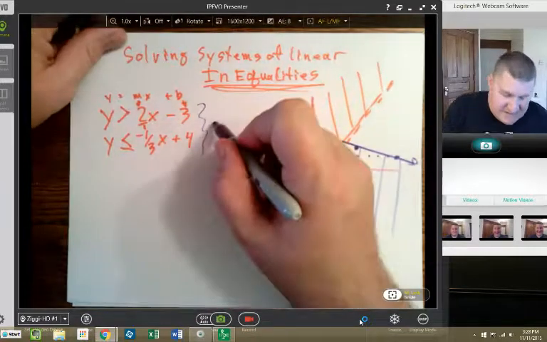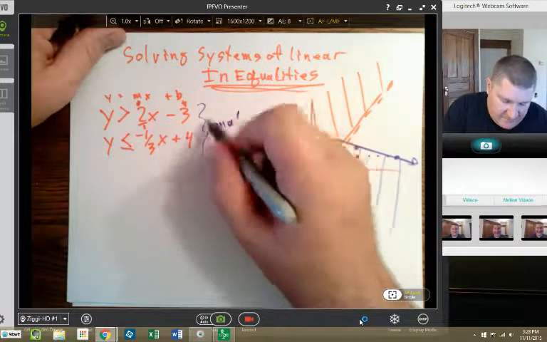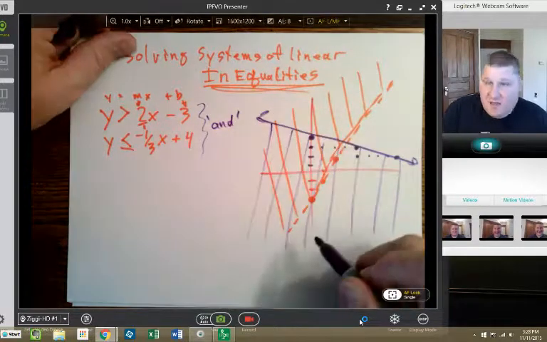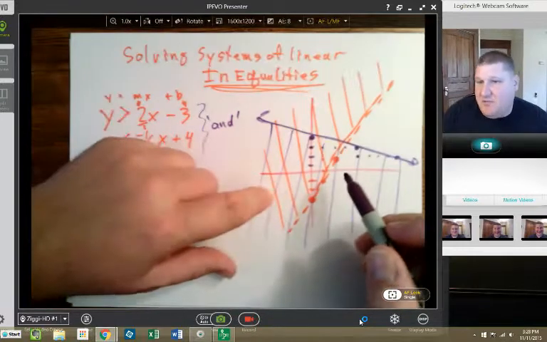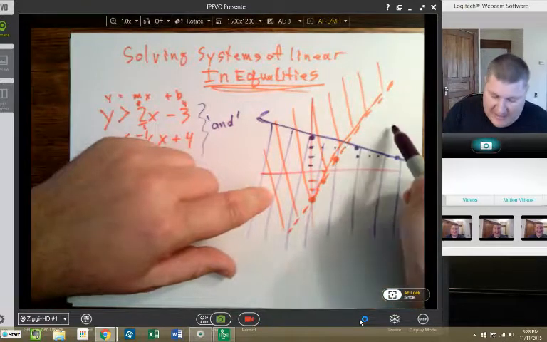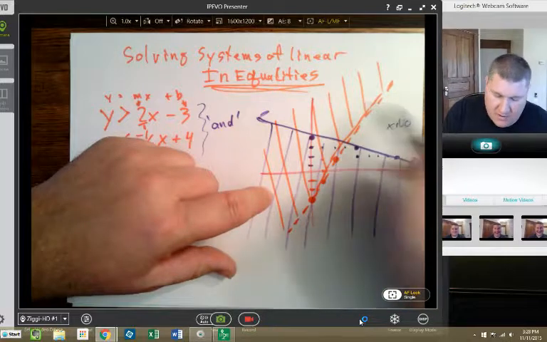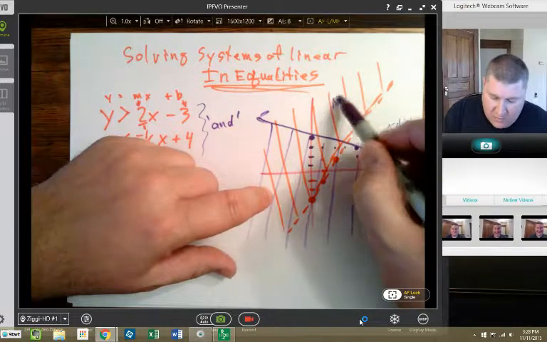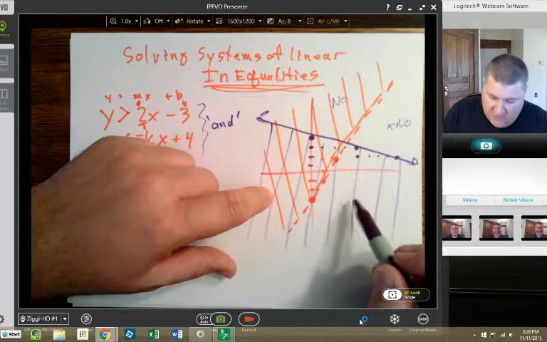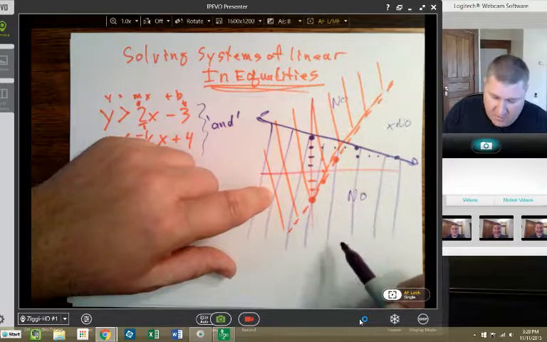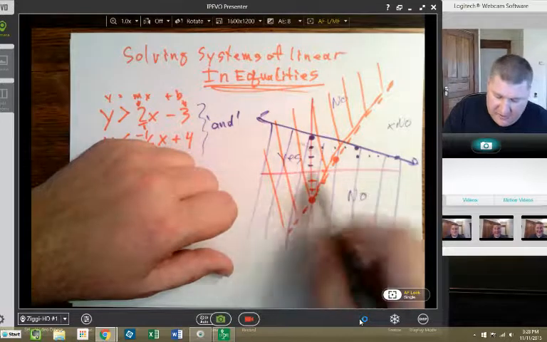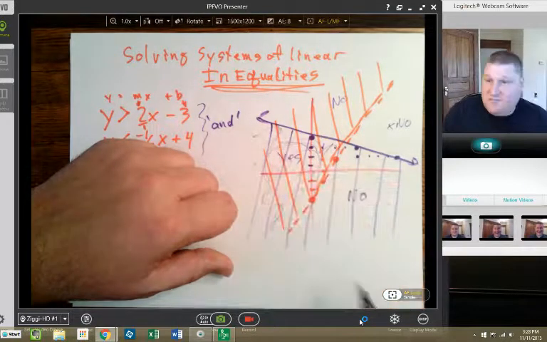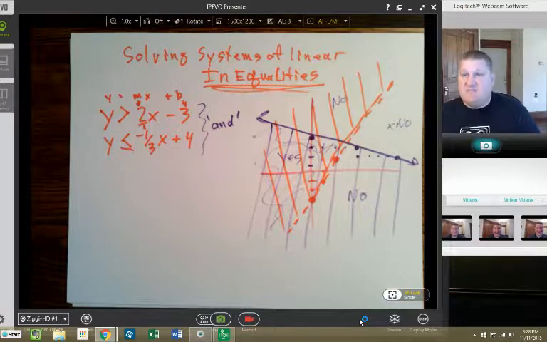So in essence, it's an and situation. An and situation means where is it orange and purple? Where is it orange and purple? Not here. No. Not here because it's only orange. No. Not down here because it's only purple. No. It's actually out in here. Yes, because all of this has both orange and purple shading. So that's your and situation.